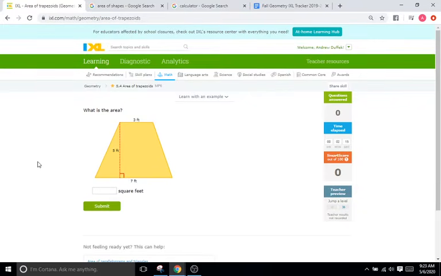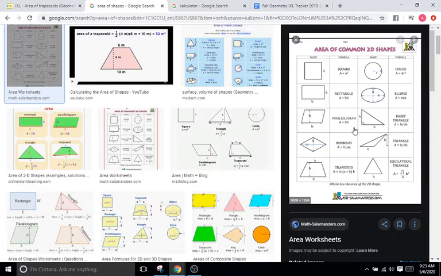This is Mr. Duffick, and today we will be doing IXL S4, which is just finding the area of trapezoids. So first thing you should know is the area of a trapezoid. The formula is A equals 1/2 (A plus B), meaning the lengths of the parallel sides, A and B, and then multiplied by the height of the entire shape right there.